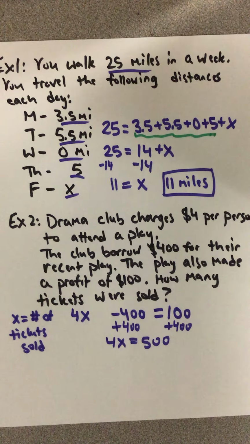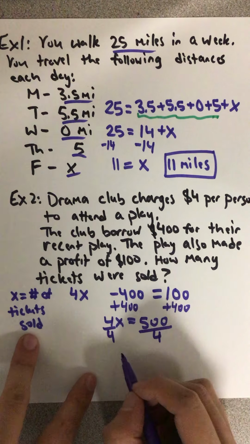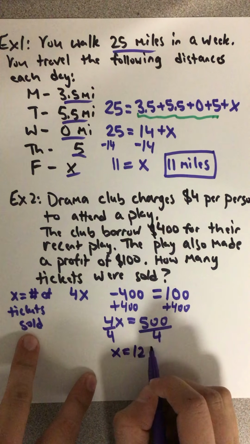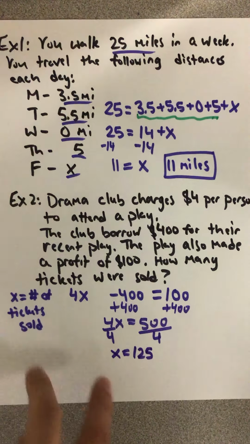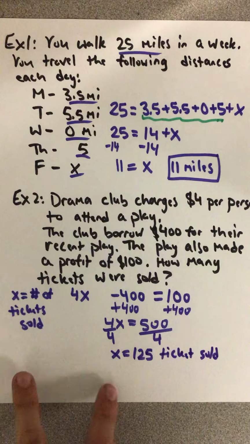Finally, as we have done in the previous portions of this chapter, we simply need to divide by the 4 attached to the x, which gives us x equals 125. That 125, of course, refers to the number of tickets sold. So we would say 125 tickets sold. And that would be our final answer.